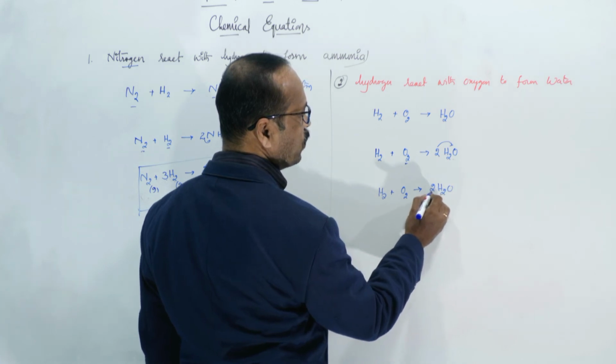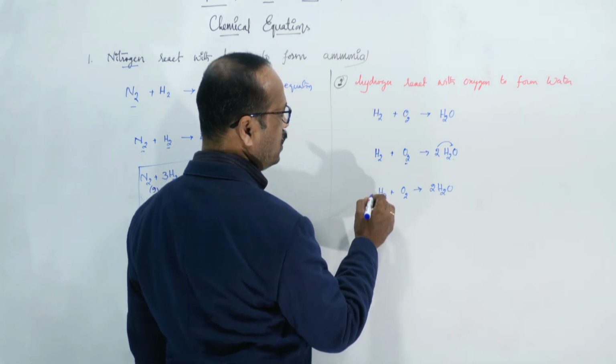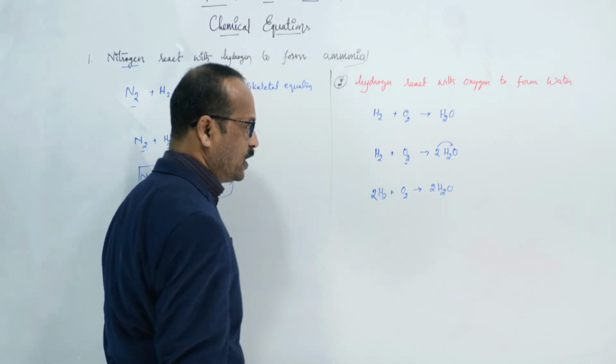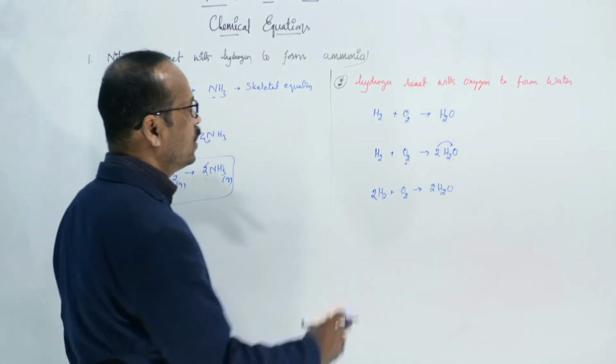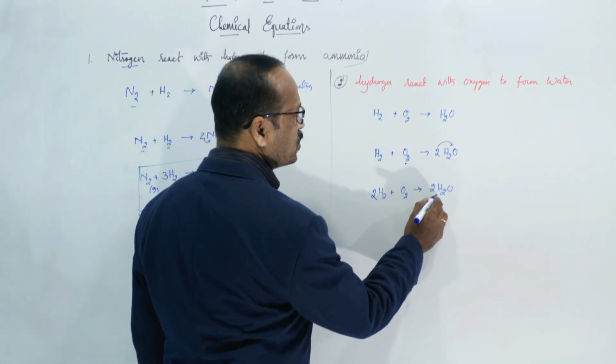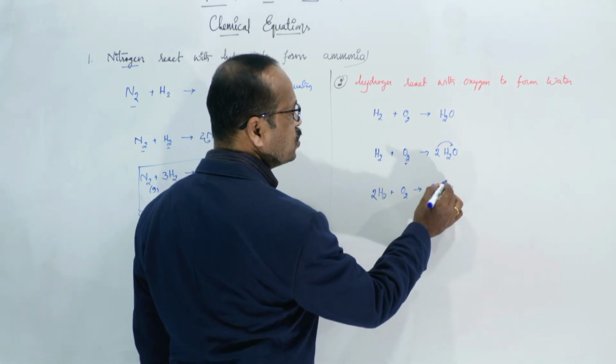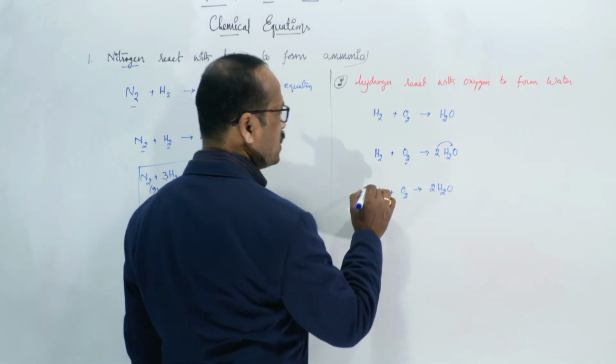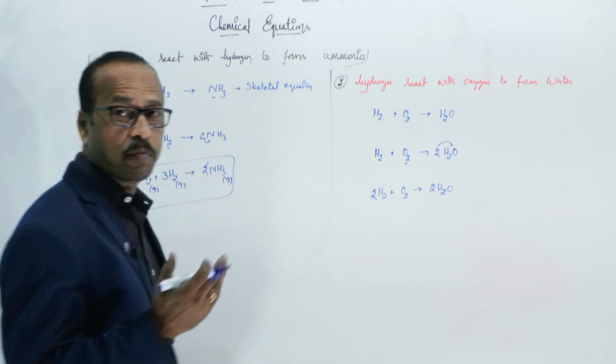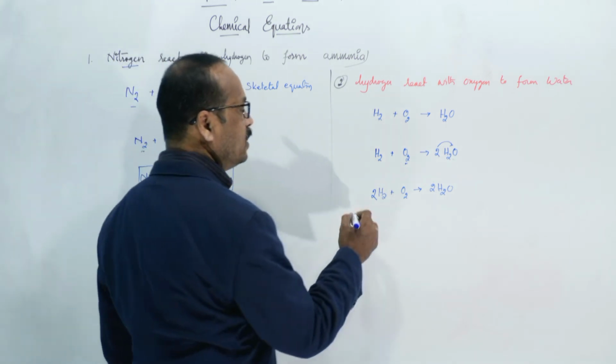Here 2 twos are 4 hydrogens, but here only 2 hydrogens are there. So you write 2 here. Now check. 2 twos are 4 hydrogens, 2 twos are 4 hydrogens, balanced, and 2 oxygens balanced. So this is a balanced equation. But to make it more informative, what do you need to do? You need to write their physical states.